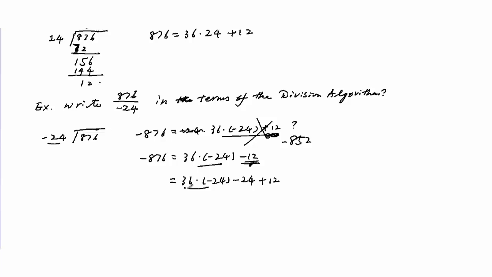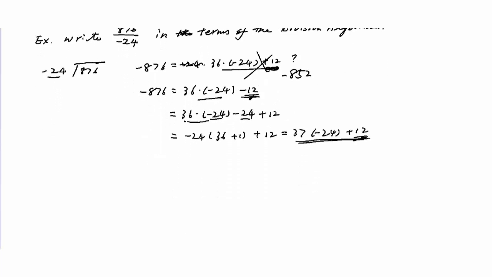And then 36, if you factor negative 24, you get 36 plus 1, right? So you have 37 times negative 24 plus 12. So now the remainder is 24, and this is correct writing in terms of the division algorithm. So you need to be very careful when you deal with negative numbers.